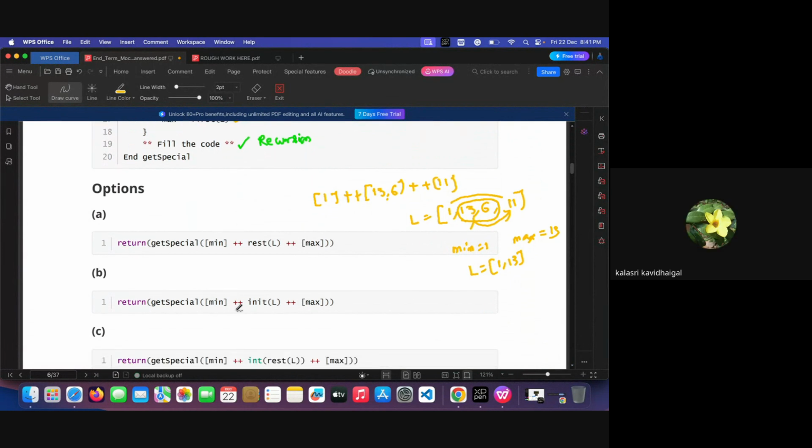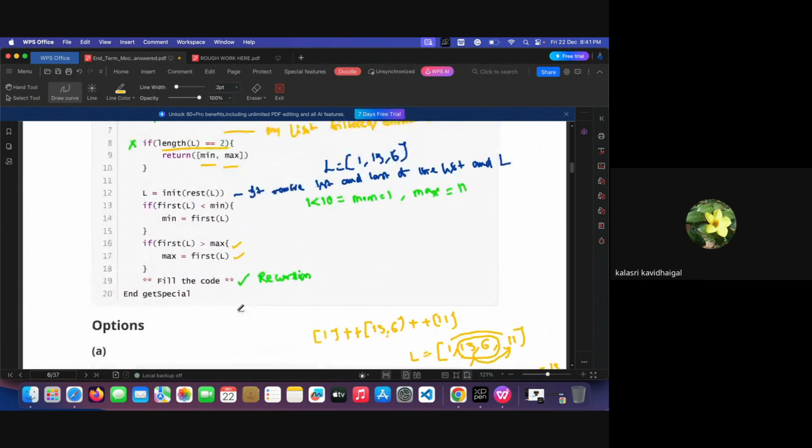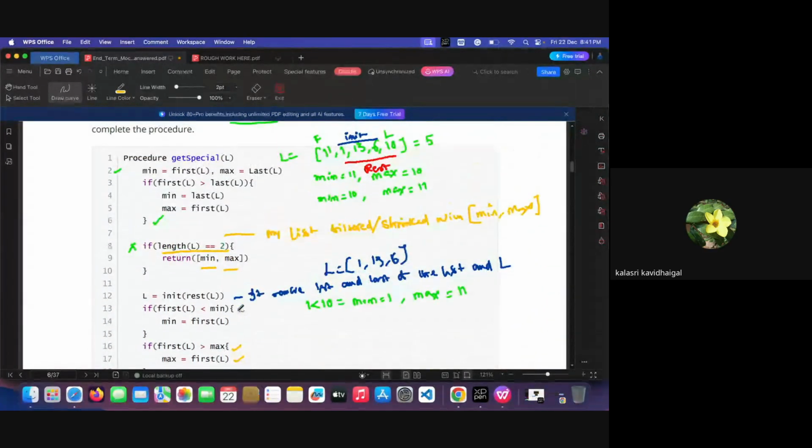Yeah. Sir, I have one doubt. Yes, tell me. In the first procedure, will you just scroll up? In line number 12, it is given that L is equal to init of rest of L. So I thought that the next procedure is also a recursive procedure, so we have to use init of rest of L.